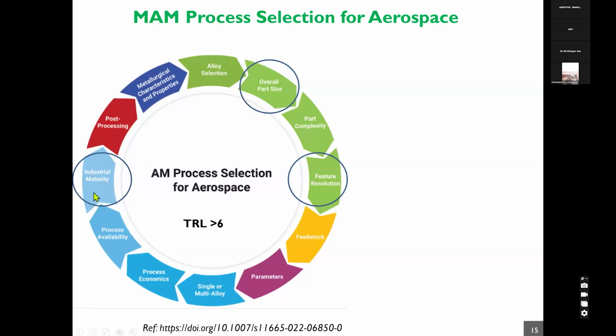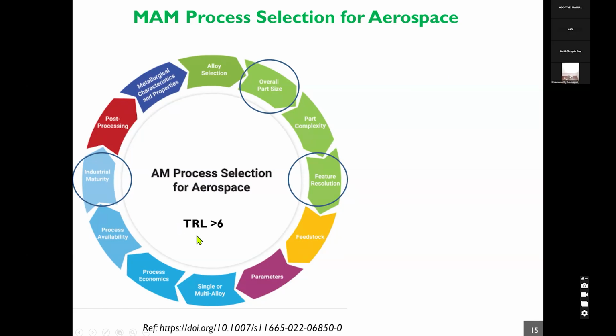Most importantly, we need to look at industrial maturity of the technology and also the post-processing aspects, either in the form of heat treatment or machining to achieve the required dimensional and surface finish requirements. And we need to have a detailed characterization of the metallurgical properties of the parts that are being made through additive manufacturing. So these are the three main aspects based on which we can select or choose a process for making a component for aerospace applications.